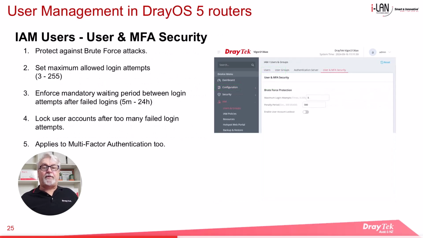Enhanced security is a central focus on DrayOS 5, and IAM user accounts can be protected from brute force password guessing attacks by the built-in brute force protection options. The brute force protection works by allowing router management users to configure a maximum number of allowed login attempts before DrayOS 5 starts to impose rate-limiting time penalties between login attempts or optionally locks the user account entirely.